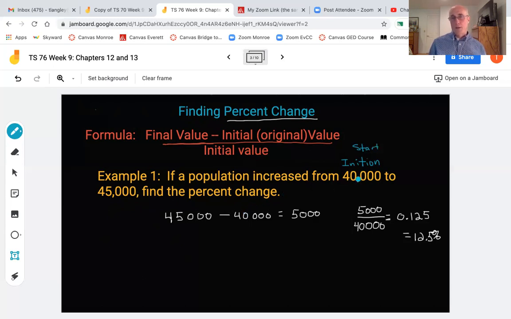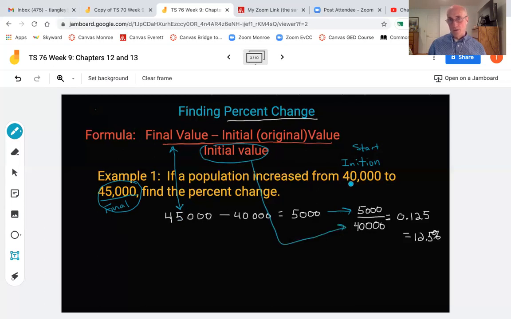Okay, so the final value is 45,000. I'm going to draw an arrow here so you can see where that came from. That's the final value, and I'll put down final next to this, and circle it. So final value minus the initial value, and I get 5,000. Take that amount and divide it by our initial value. Our initial value was 40,000 here.